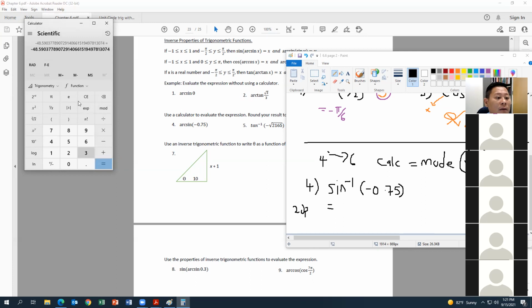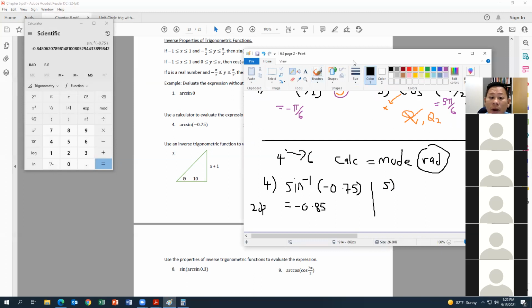I'm going to retype it again. Okay. So make sure you guys don't make this mistake that I just did here. Let's do this second shift sine. So it's going to be -0.85. You guys got this? You guys good?